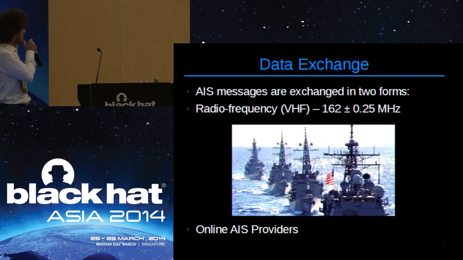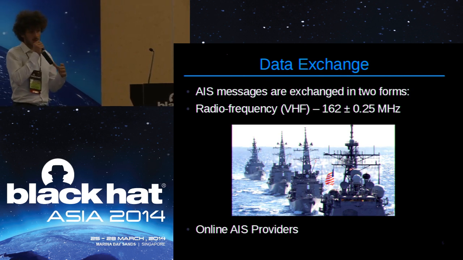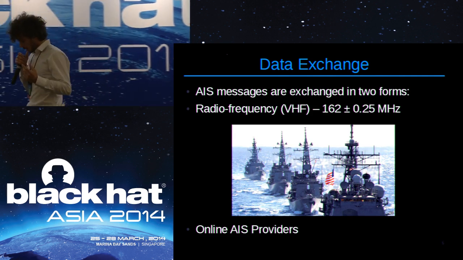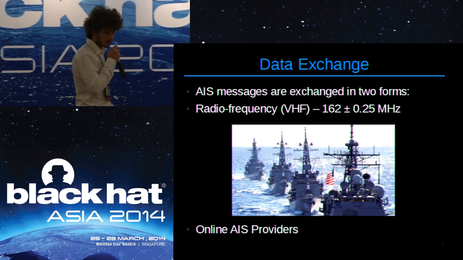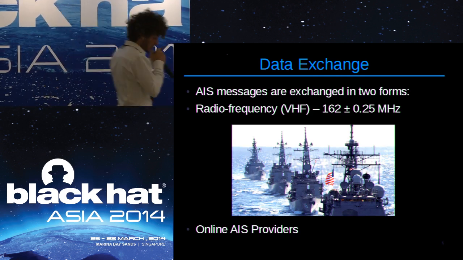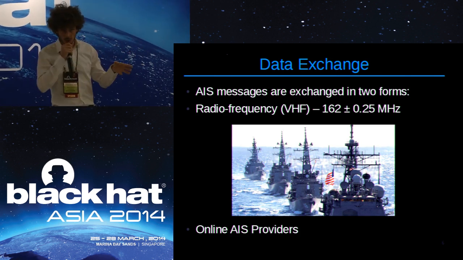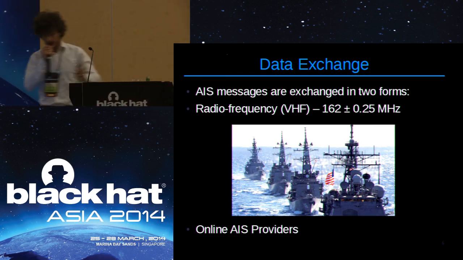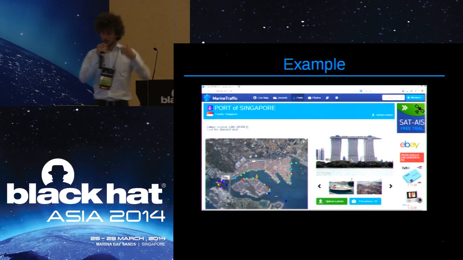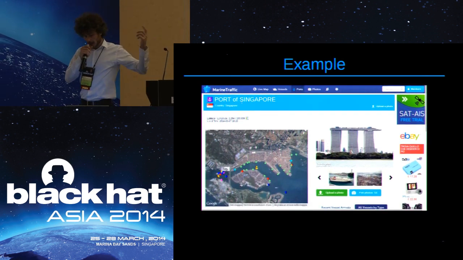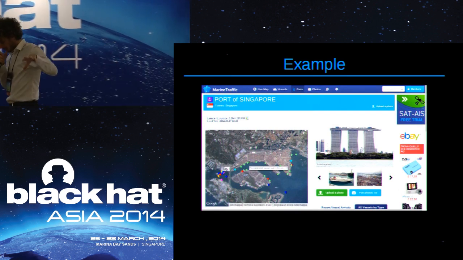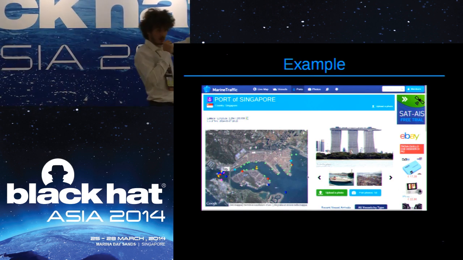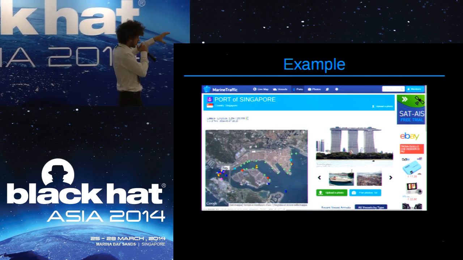As I said, AIS messages are exchanged in two different forms. That's very important. The first form is via radio frequency. There are two channels, roughly around 162 megahertz, that are used for the communication between ships and port authorities. Another form of exchanging AIS messages is via online AIS providers. One example of a provider is MarineTraffic. This provider, for example, collects information on ships that are located at the moment roughly in the port of Singapore. Do you see? You have different colors for different ships. You have the position where the ships are located.